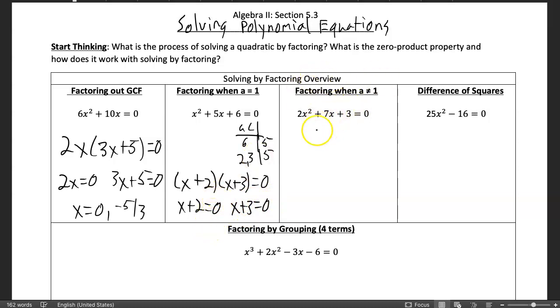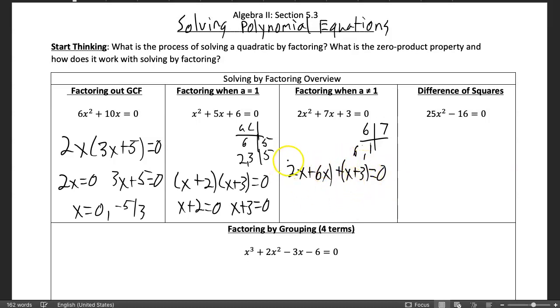What about when a is not equal to 1? Well, we're going to do the same thing here. We're going to make our ACB chart. We're looking for factors of 2 times 3, or 6, that add up to 7. Once we get those, which are 6 and 1, 6 times 1 makes 6, and 6 plus 1 makes 7. We can't just use our shortcut this time, though. A is not equal to 1. So what we instead have to do is we have to say 2x, and we split up our middle term, plus 6x plus x plus 3 is equal to 0.